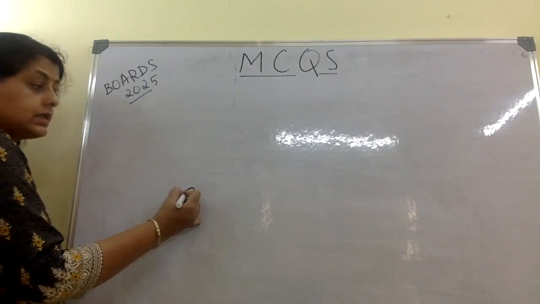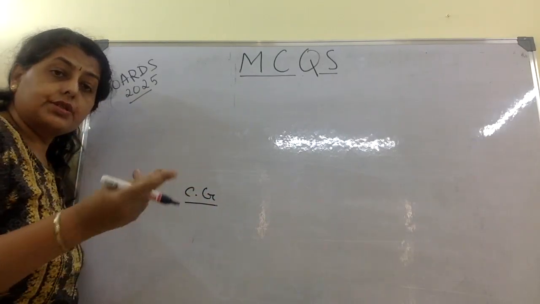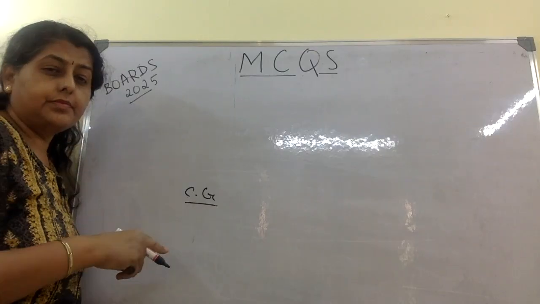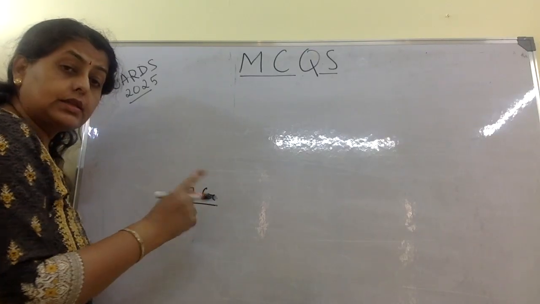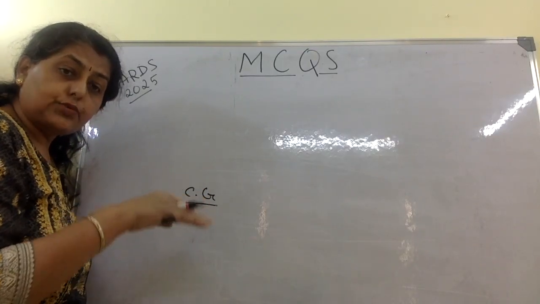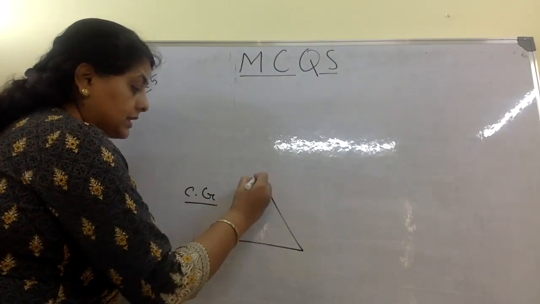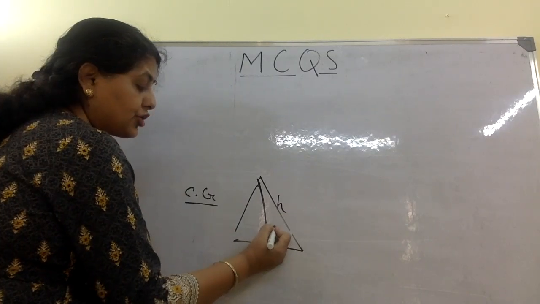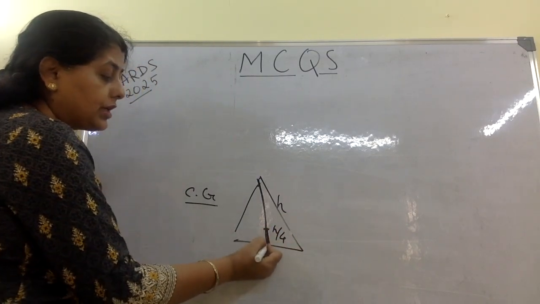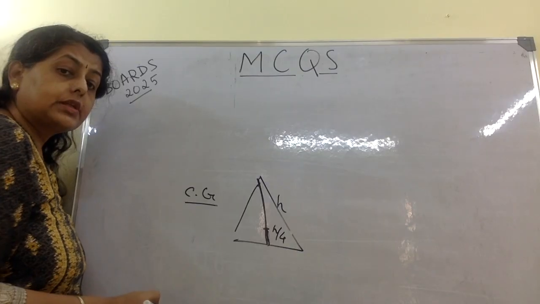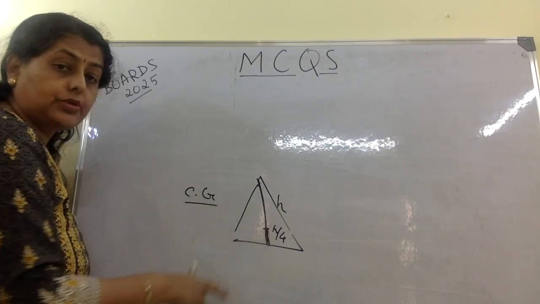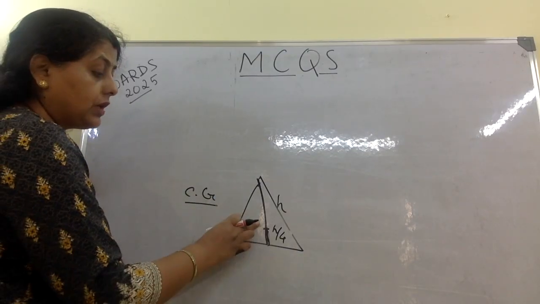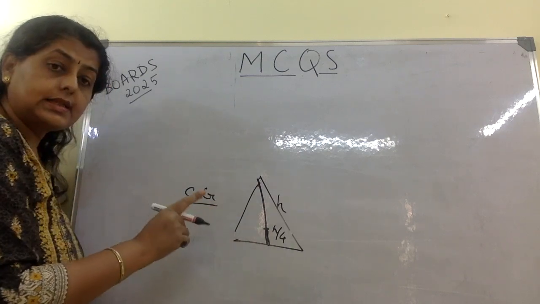Just a reminder, CG questions can come in MCQs. The CG of a solid cone is at one-fourth. For a solid cone, the CG is from the base at h by 4 of the whole height. So one-fourth of the height from the base, that is the CG.